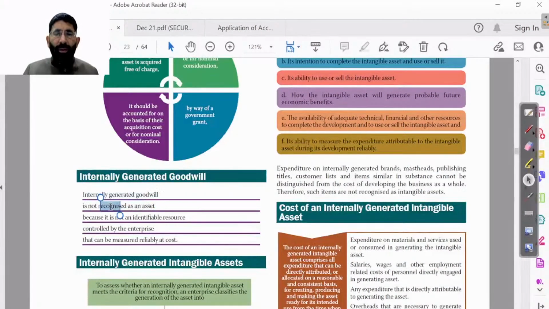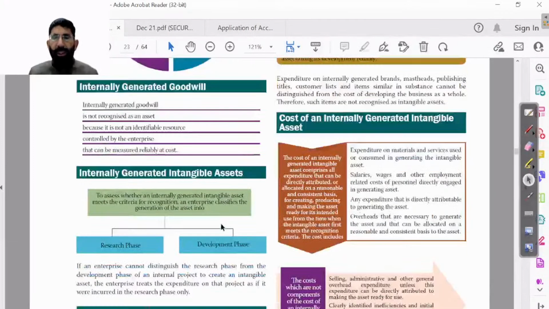Internally generated goodwill is not recognized as an asset because it is not an identifiable resource controlled by the enterprise that can be measured reliably at cost. Okay, internally generated intangible assets can be entered in the books of accounts. So except goodwill, I'm talking about other intangible assets. If any other asset is internally generated, like we are developing techniques by going through the research phase and the development phase, we know it very well.